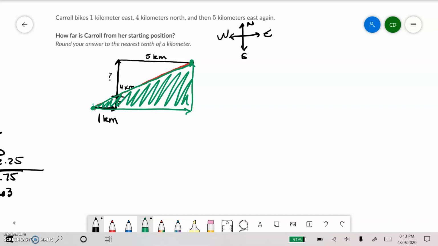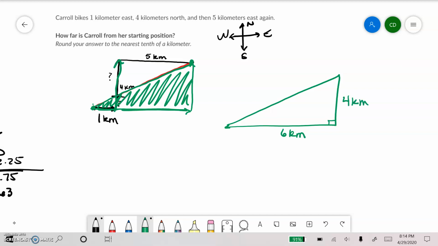Now the question is, how far east did she travel in total? Well, she traveled 1 kilometer here, and then another 5 kilometers here. So she traveled 6 kilometers in total east. And then how far north did she travel? From here all the way up to here, it's still 4 kilometers. We don't have to worry about that break. And so we want to know how far she is from her original starting point.